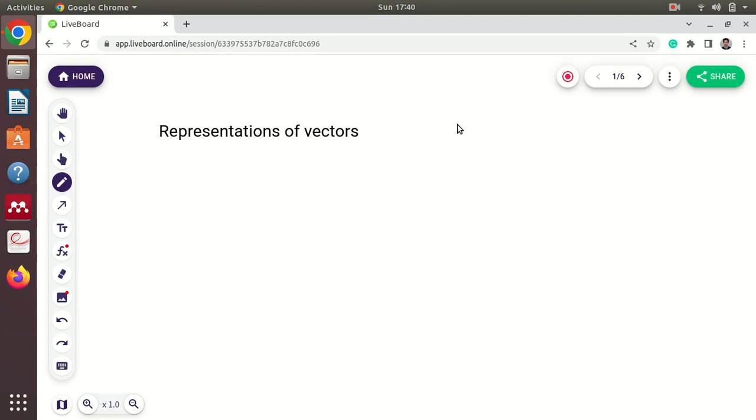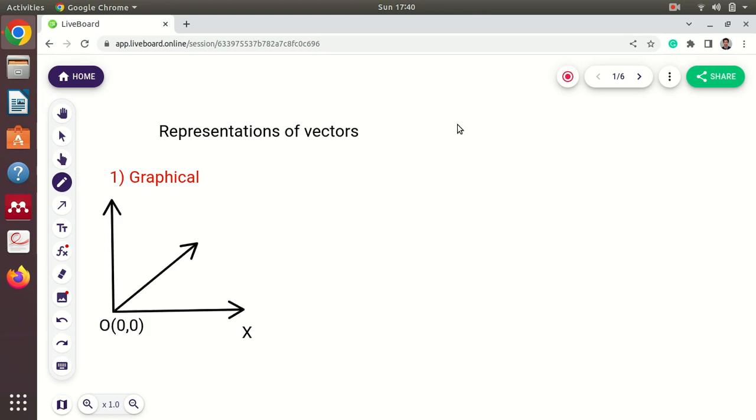Hello students, today we are going to see different representations of vectors. The first one we are going to see is the graphical representation. From school you have been plotting a graph, and you can draw a vector in that which starts from the origin and the arrow heads towards some point. This is the x-axis, this is the y-axis, this is your origin (0, 0), and this is your graphical representation of a vector. Any vector you draw has an arrow-like structure which has some tail and head.